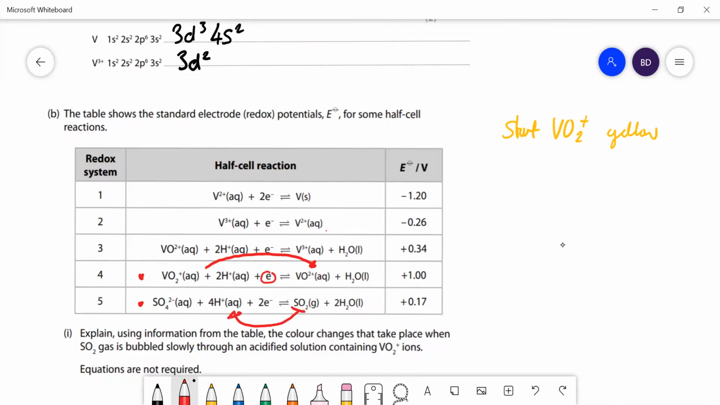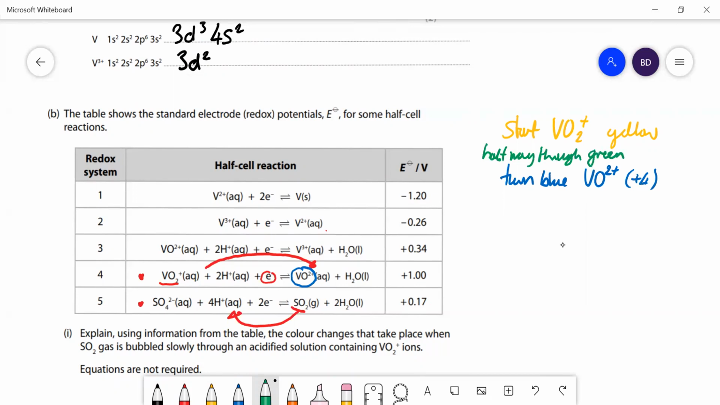So the SO2 is going to reduce this one to this one, which is actually a blue color. Okay, so then it will turn blue due to the presence of the VO2+ ion, the +4 oxidation state. And actually, if you do this reaction, you probably don't know whether they give you a mark for this, but halfway through, you'd look green, because you have a mixture of yellow and blue, and it does do that. But you'd probably be forgiven for omitting that.